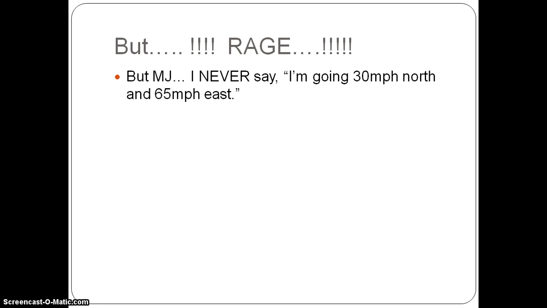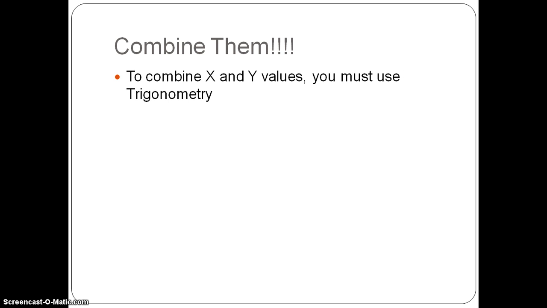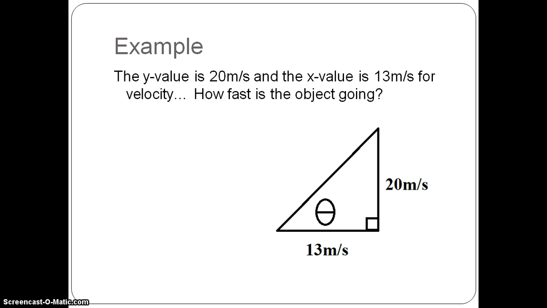Now you may be thinking, I've never said I'm going 30 miles an hour north and 65 miles an hour east. And of course you haven't. That doesn't even make sense. So, what do we do in a situation like this? You're going to combine the x and y, and you're going to use Pythagorean's theorem and trigonometry to do so.